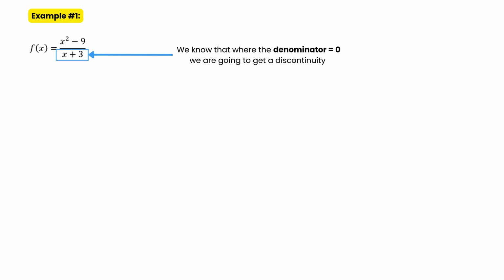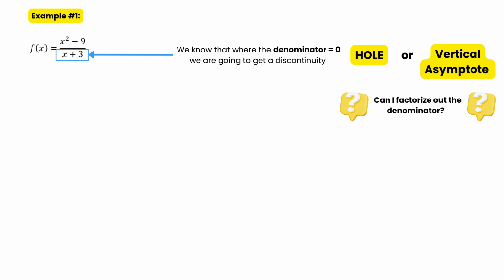Example 1. We are given the following function. The first question we ask is, does this function have any possible discontinuities? When we look at the function, we can see it's a fraction, and we know that if the denominator equals 0, it will cause a discontinuity. So our answer is yes. This function does have a discontinuity. Now the next question is, is this discontinuity a hole or a vertical asymptote? To figure that out, we ask one simple question. Can we cancel out the denominator after factoring? If yes, then it's a hole. If no, then it's a vertical asymptote.